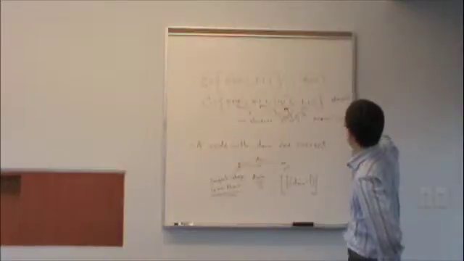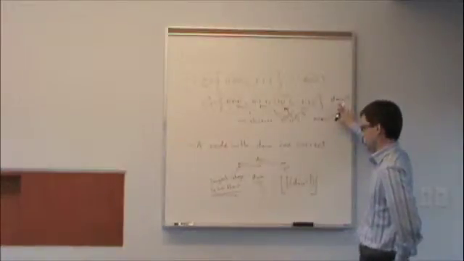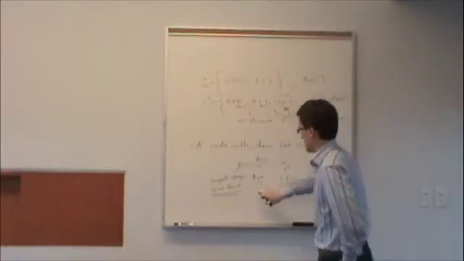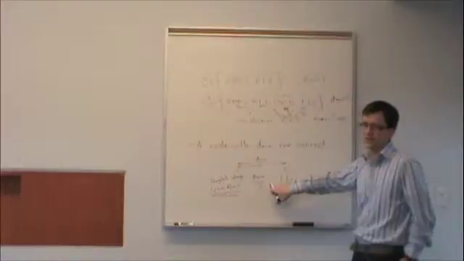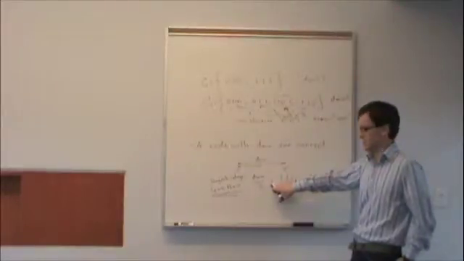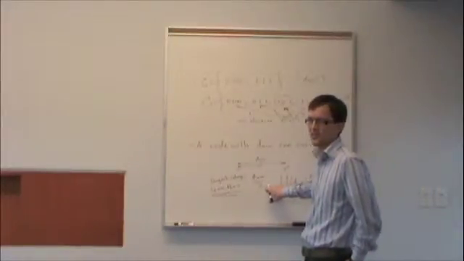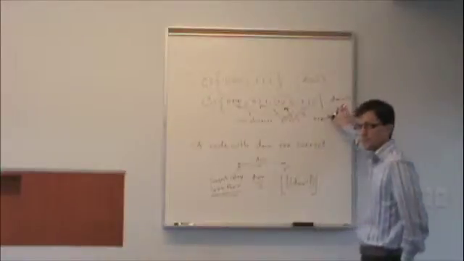Okay, so let's go back to d-min equals 2. Firstly, let's think of this. What's the largest integer less than d-min over 2? So d-min is 2, 2 over 2 is 1. What's the largest integer less than 1? 0. So therefore I can correct 0 errors if d-min is 2.